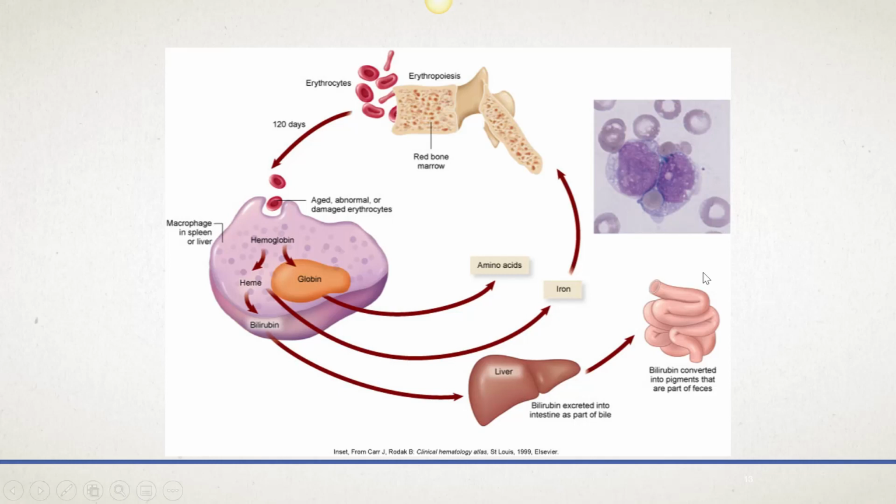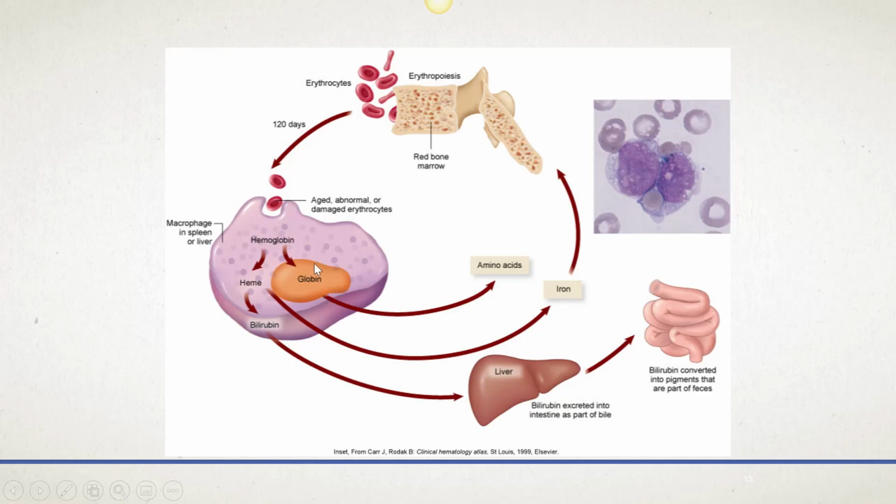So here's a diagram of the life cycle of the red blood cell. Erythrocytes emerge from the bone marrow. About 120 days later, they become old and weak, and their membranes start to fray. They start to have this abnormal shape, and macrophages will consume them. These macrophages are in the spleen or sometimes in the liver.